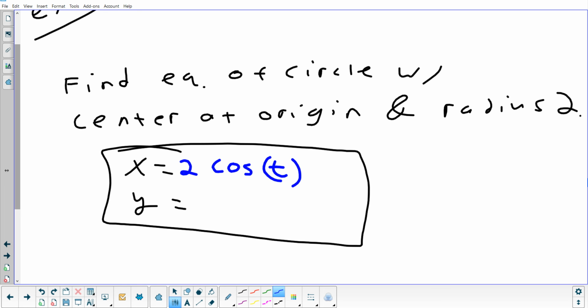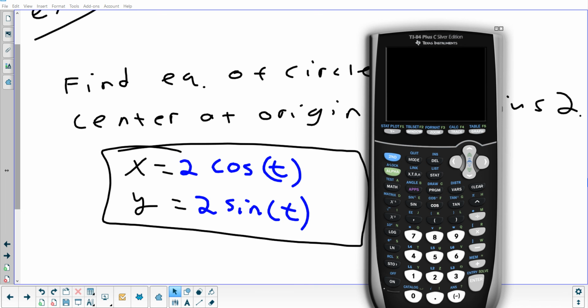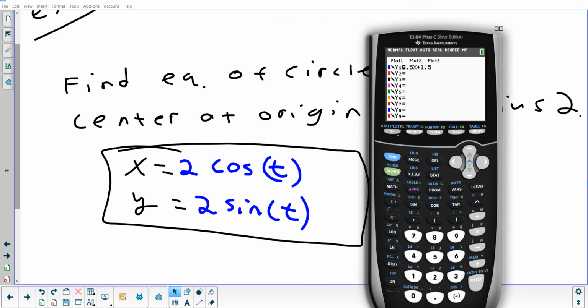Well, Casey, what would my y equation be? It's going to be very similar to x, just a different function. Instead of cosine, we're going to use sine. Yep. Let's try to graph. Now this is a curve, so it's very important we set a t-step that does enough points.